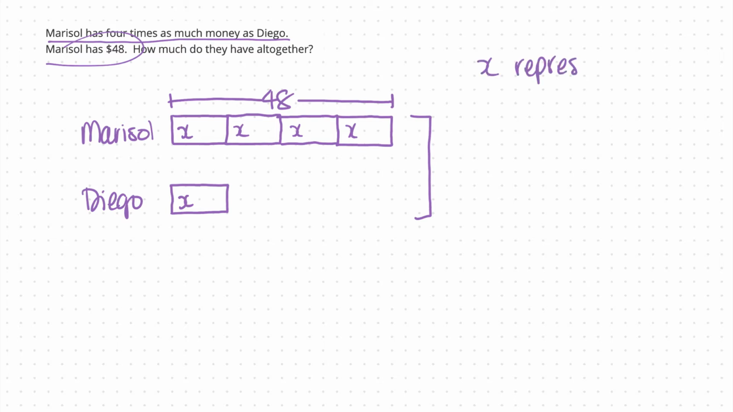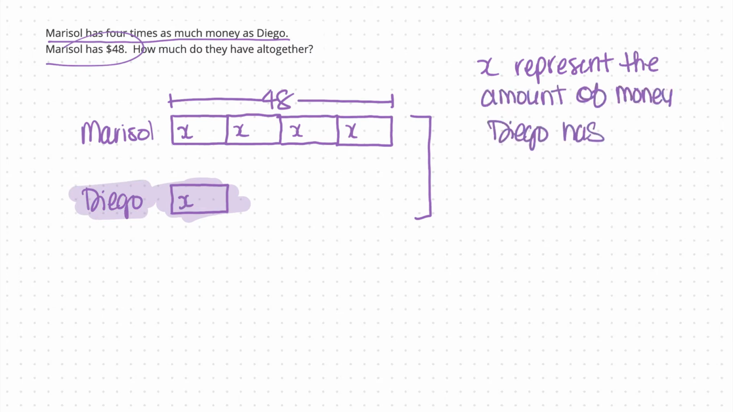So if we look in our model, we have to look for what does just one x represent. And in the model here, we can see that 1x right here is representing what Diego has. So x represents the amount of money that Diego has.